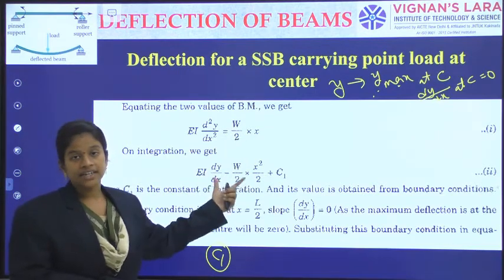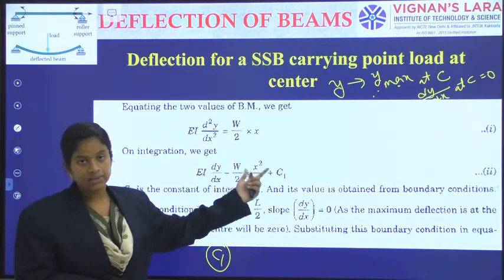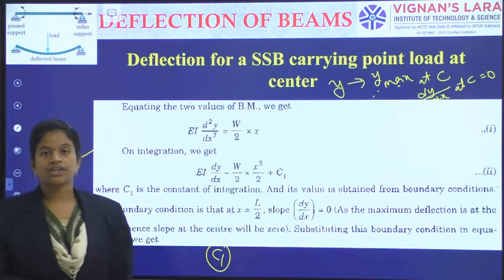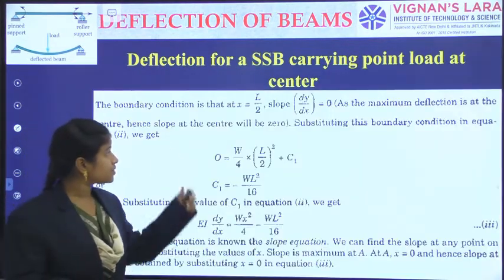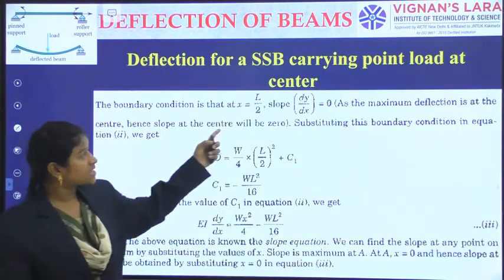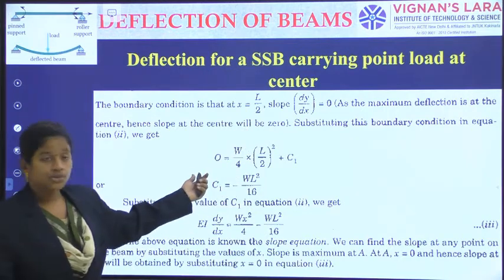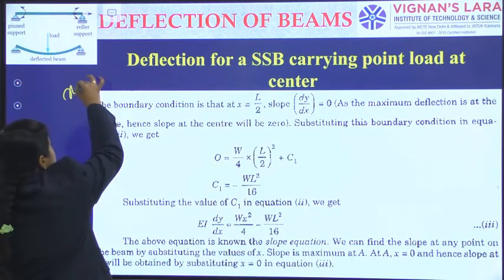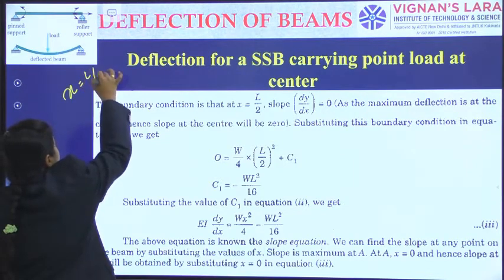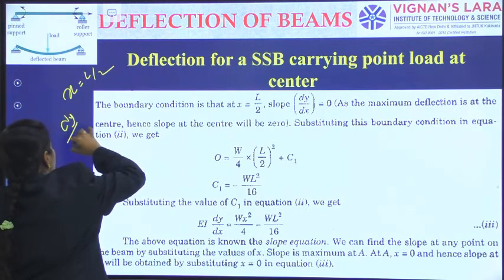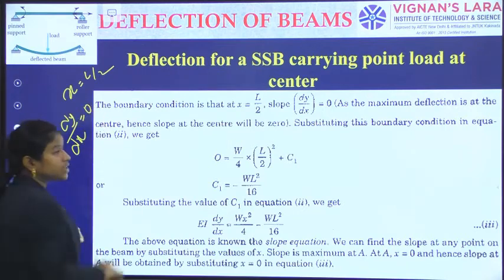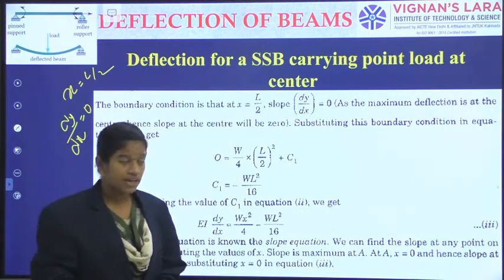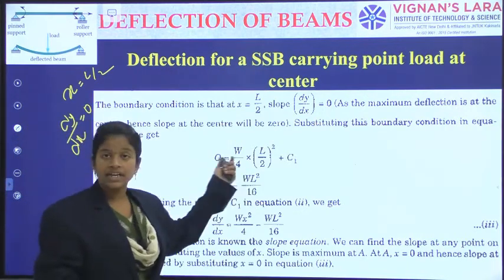Now, after integration we have got EI dy by dx and some integration constant. Now, I am substituting in the boundary conditions. From the boundary condition, x is equal to L by 2 and dy by dx is equal to 0. These two things only I have to substitute in the equation.